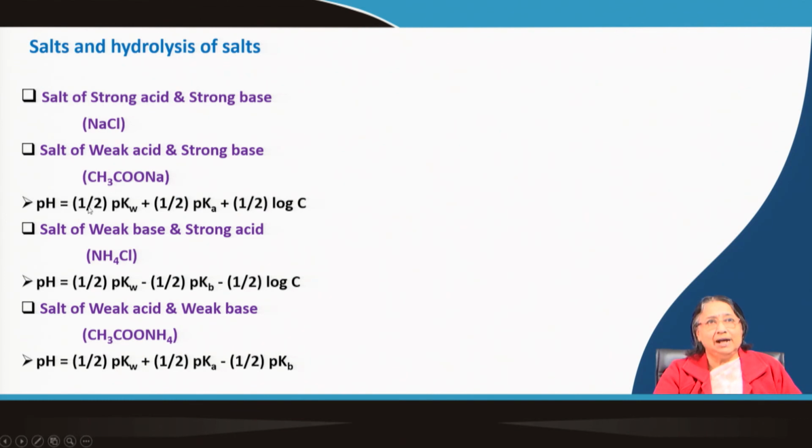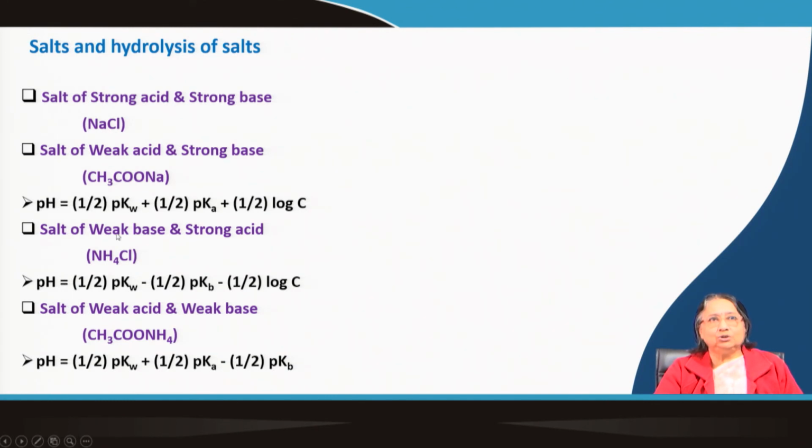And what is the formula that you can use to determine the pH? pH is equal to half pKw plus half pKa plus half log C. I already told you what pKw is and its value at 25 degrees centigrade. C is the concentration of the salt, and pKa is used because it is the weak acid, so you have to consider the K value and pK value of that acid. So pH you can easily calculate using this formula.